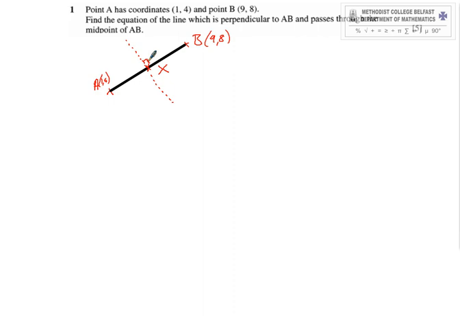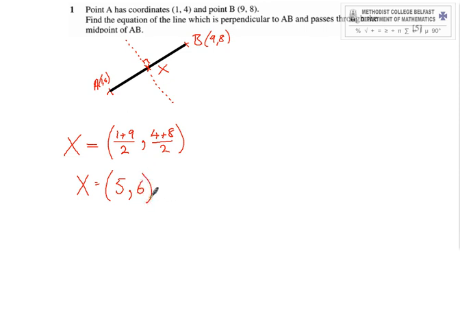And the first is we need to find point X, which is the midpoint of A and B. So to find point X, it's the midpoint of AB. That's like the average point almost. So to get the coordinates, we add the X coordinates together, 1 plus 9, and divide by 2. And we add the Y coordinates together. It's 4 plus 8. And again, we're going to divide that by 2. And so X is the point 10 over 2, which is 5, and 12 over 2, which is 6. X is the point 5, 6.